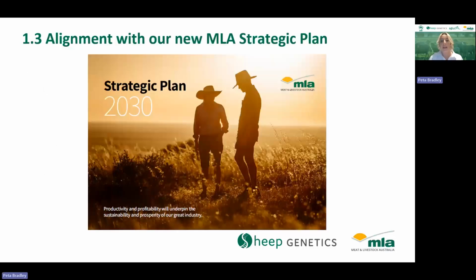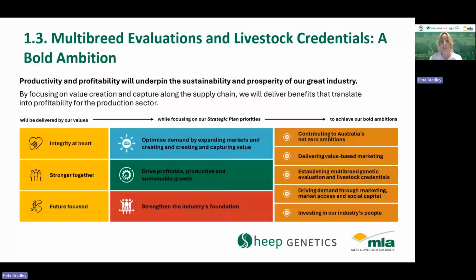Our move towards a combined LAMBPLAN analysis also has a really strong alignment with MLA's new strategic plan, which was released in July this year, 2025. This sets out our targets for the next 5 years. We have 3 key focus areas, which you can see highlighted in the middle, around optimizing demand. Really, where genetics sits is driving profit, productive and sustainable growth for our red meat industry and strengthening the foundations.